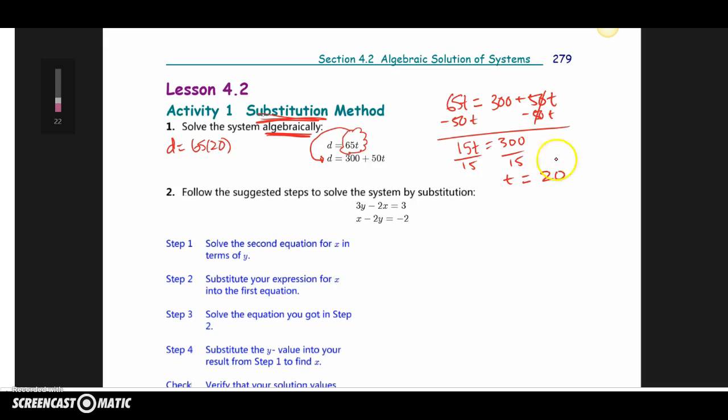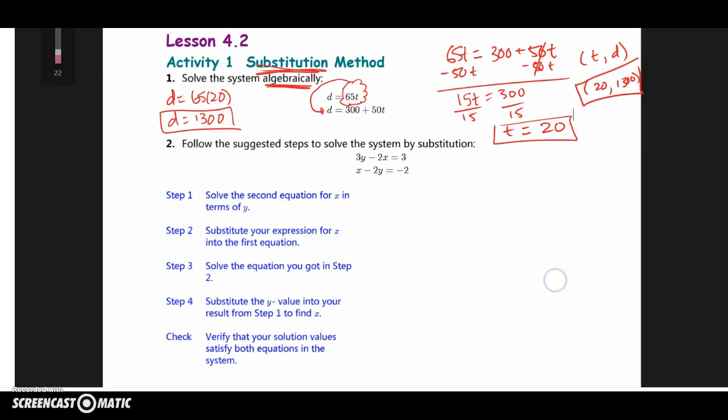So this t value got plugged into equation 1, and we end up with d equals 1300. So we got both pieces, and as an ordered pair, input is t, output is d, t comma d, t is 20, and d is 1300.